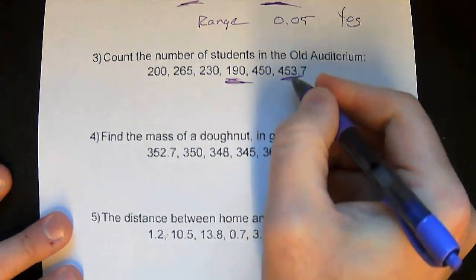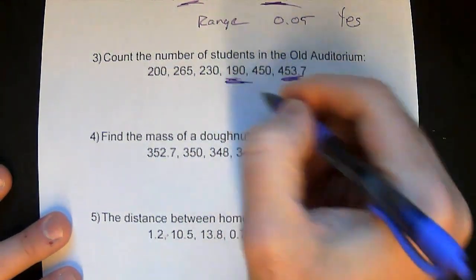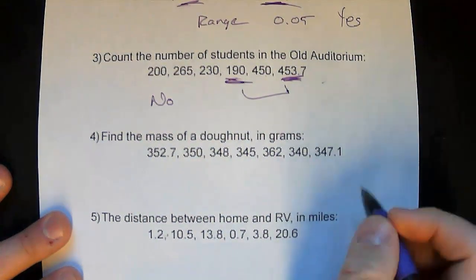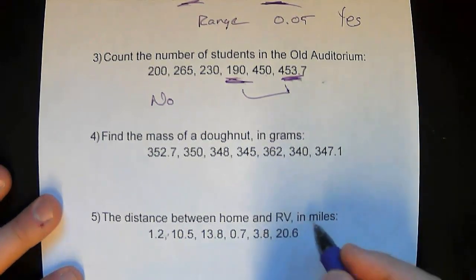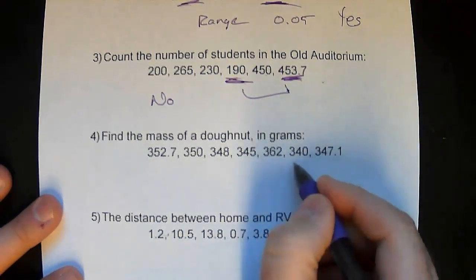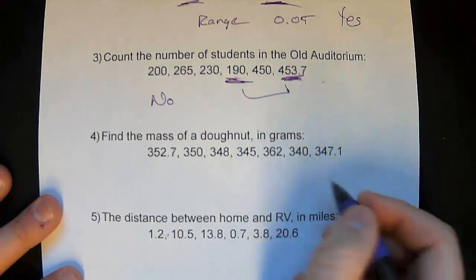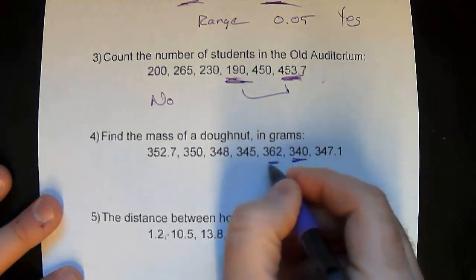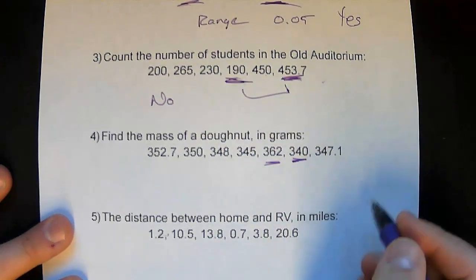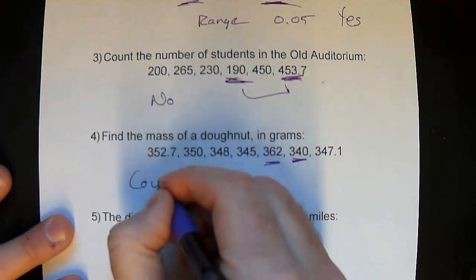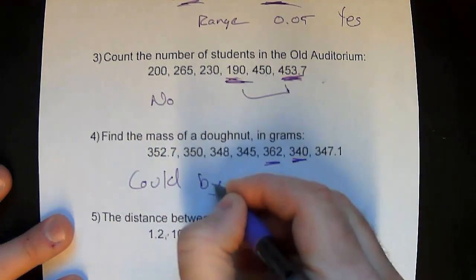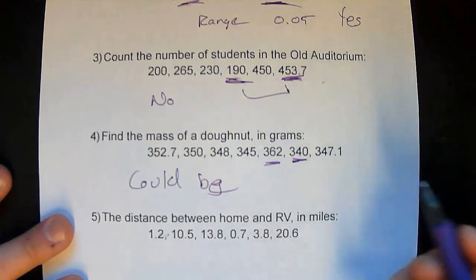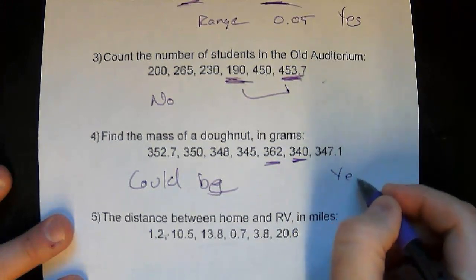So the lowest number is here, the highest number is here, and so this gives a huge range. So this is not precise. Okay, and now this is the one where people, I don't want to say mess up, but it requires a little bit of thinking. So we have the lowest number is 340, the highest number is 362, and so the range is 22, so I would say that yes, that's precise.